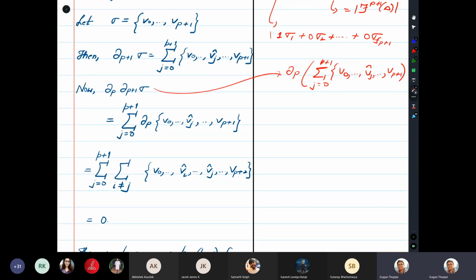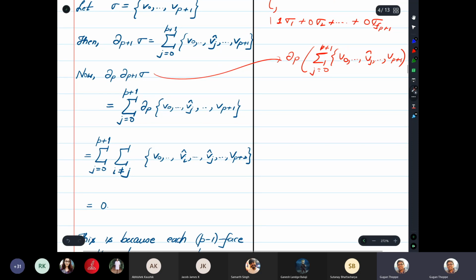Yes, Jacob, please go ahead. I think ∂_P is a linear operator. Very good. So it's a vector space homomorphism, or a linear operator. So you are giving a sum of elements as input to this ∂_P operator. Since it's a linear operator, the output of this would be the sum of the corresponding outputs. So that's what I have written over here.